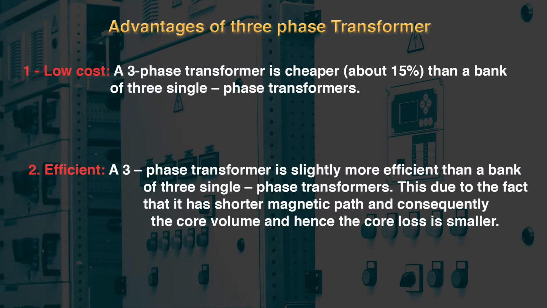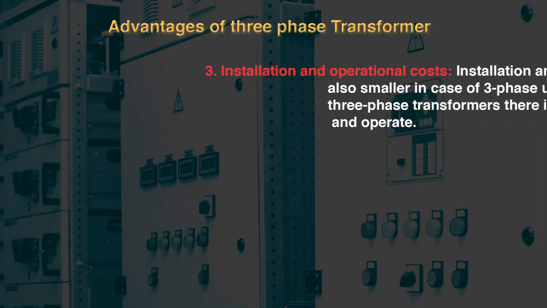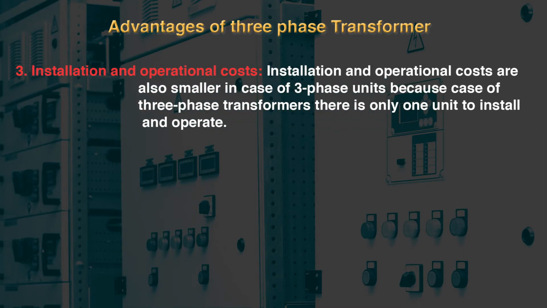This is due to the fact that it has a shorter magnetic path and consequently the core volume, and hence the core loss, is smaller. Third advantage is installation and operational cost. Installation and operational cost are also smaller in case of 3-phase units because in case of a 3-phase transformer there is only one unit to install and operate.